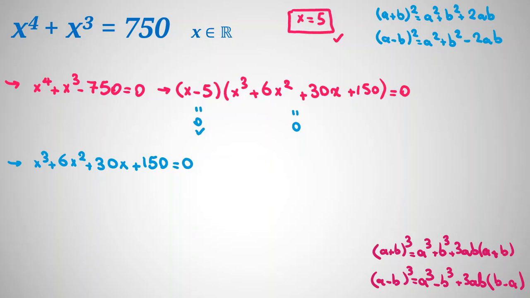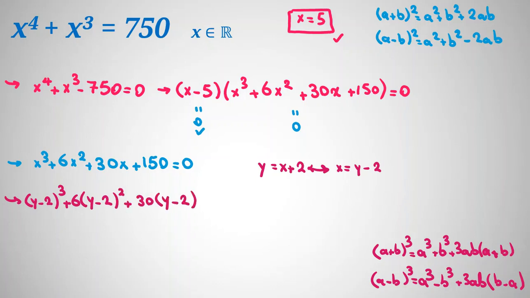Okay, so here I use a changing variable. I want to get rid of 6x squared. Let me write y in terms of x first. If I say y equals x plus 2, which is equivalent to x equals y minus 2, then I can get rid of the x squared. How? x will be y minus 2 cubed. Let's replace x with y minus 2, plus 6 times y minus 2 squared, plus 30 times y minus 2, plus 150 equals 0.